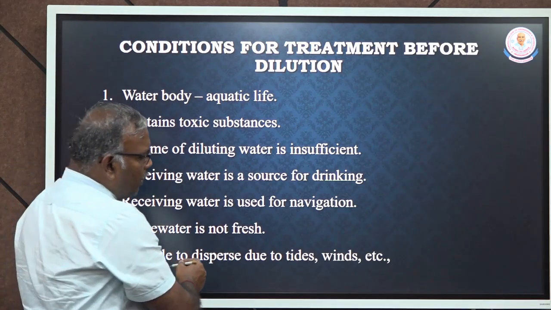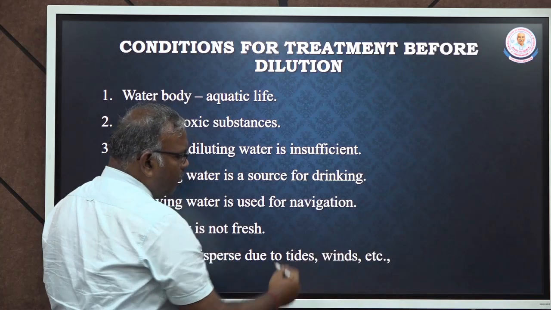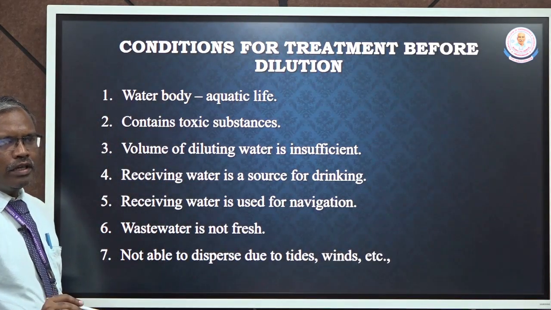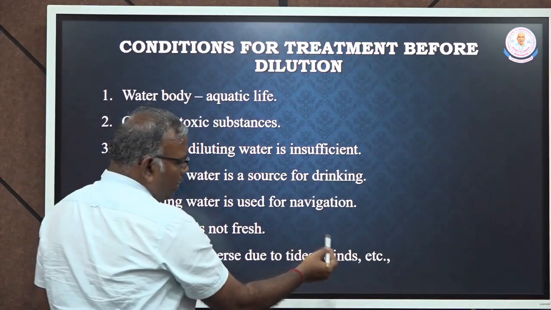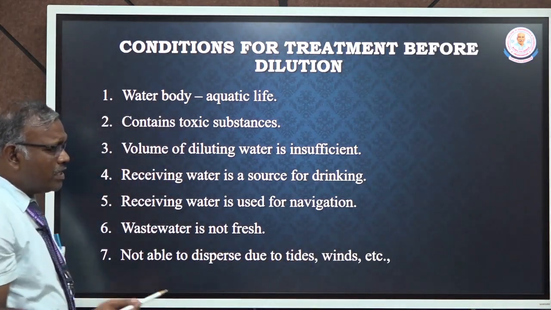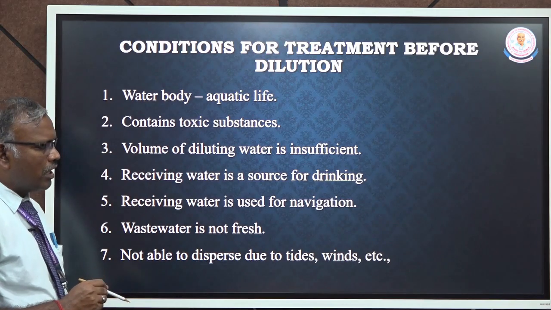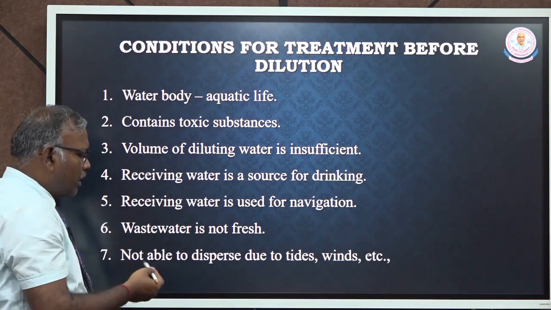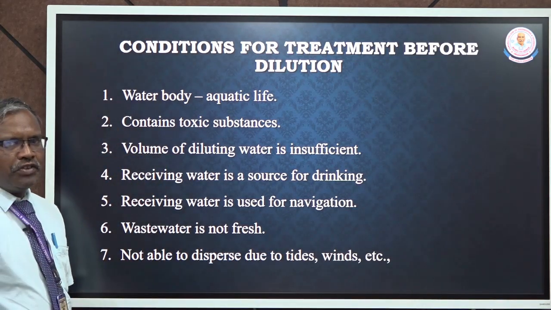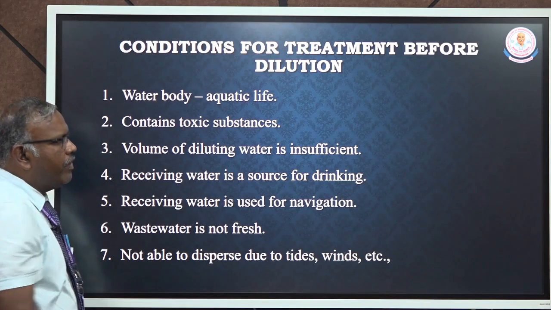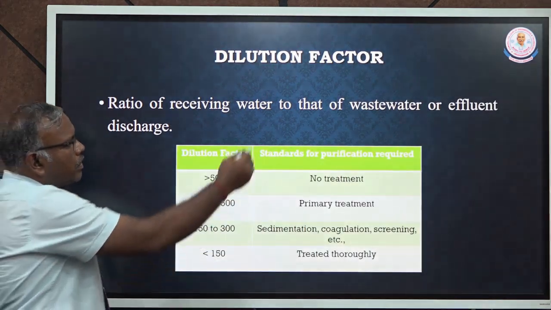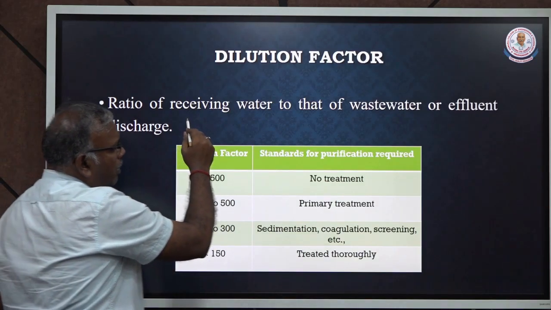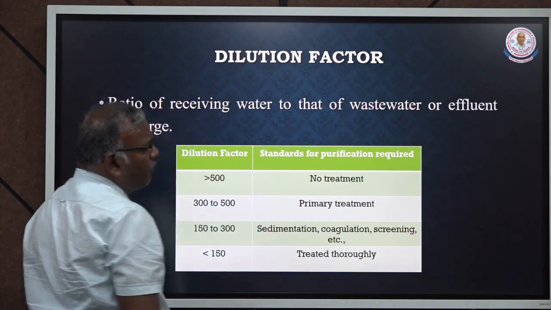Okay, next, if there is no sufficient amount of tide or wind, if the water is stagnant and not flowing, then there will not be any tides. Also, if there is any obstruction in the surrounding environment, the wind movement will also be less, so that the currents will not be sufficient enough to disperse the sewage.